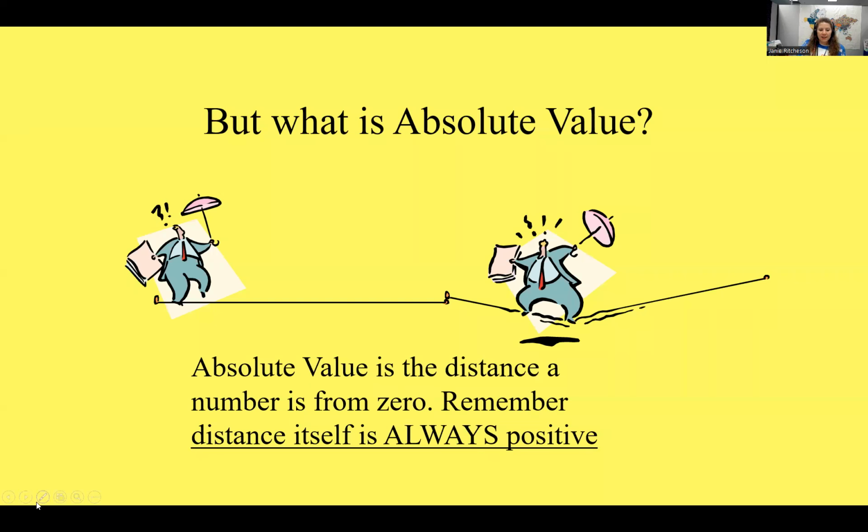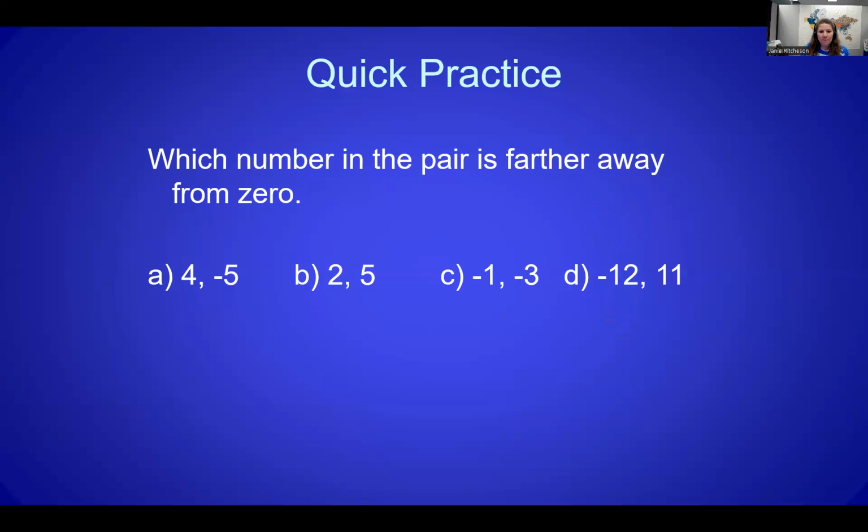All right, but going back to absolute value, what is absolute value? Absolute value is the distance a number is from 0 on a number line. And remember, distance itself is always positive. Okay? Which number in the pair is farther away from 0? Is 4 farther away from 0, or is negative 5 farther away from 0? Negative 5 is. That means that the absolute value of negative 5 is greater than the absolute value of 4.